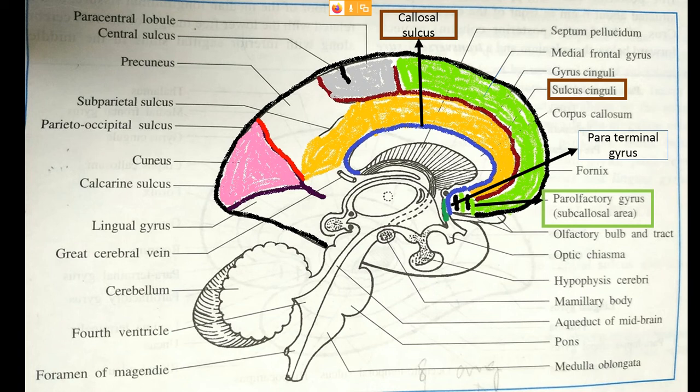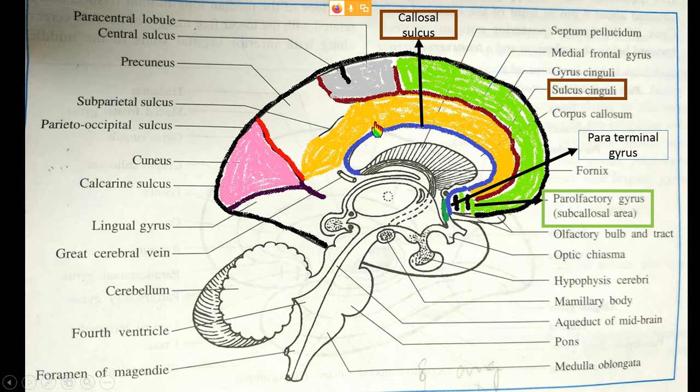So once again, what we have seen: the cingulate sulcus, then the para olfactory area, then the cingulate gyrus, the paracentral lobule, and then the medial frontal gyrus.